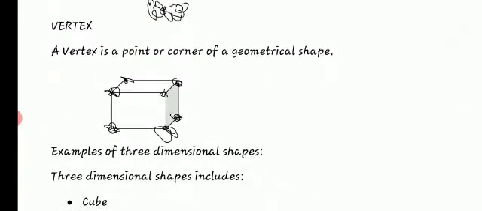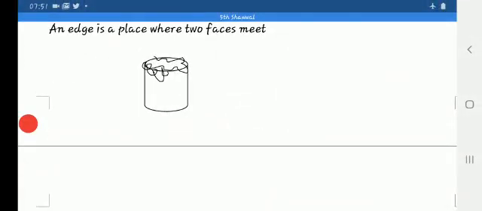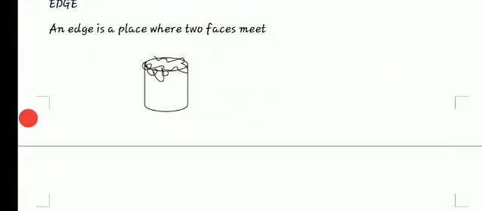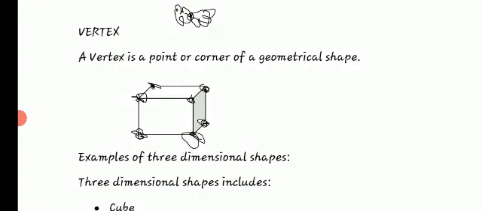A vertex. A vertex is a point or a corner of a geometrical shape. Look at where I shade here. All those corners, the points, that's what we call a vertex. If you look at this cylinder now, you can see that there is no corner, there is no point there. So there's no vertex here. But in this case now, you can see where I shade here. These are the vertices.